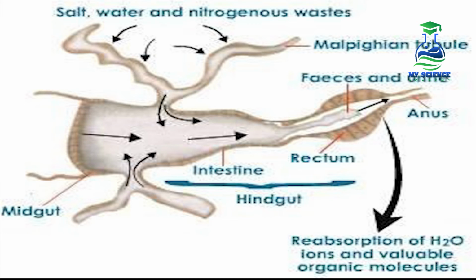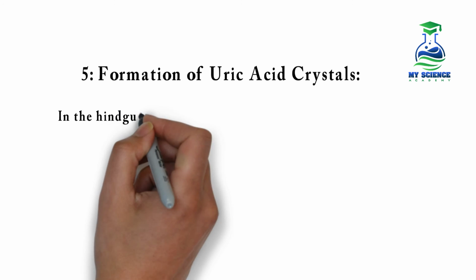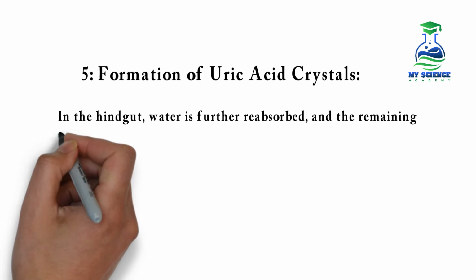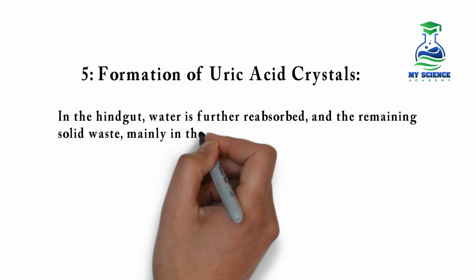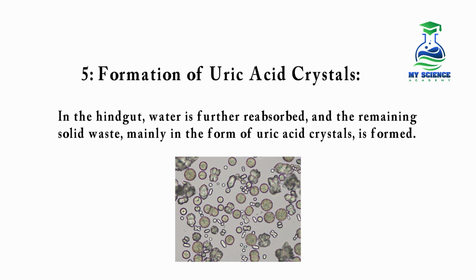Here in this diagram, the direction of arrow can be seen, that is showing the transport of the concentrated fluid to the hindgut. Number 5. Formation of uric acid crystals. In the hindgut, water is further reabsorbed and the remaining solid waste, mainly in the form of uric acid crystals, is formed.